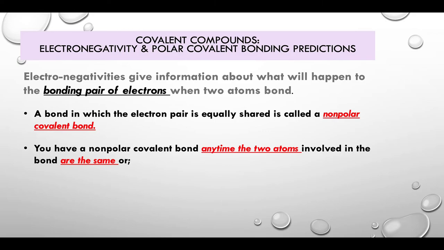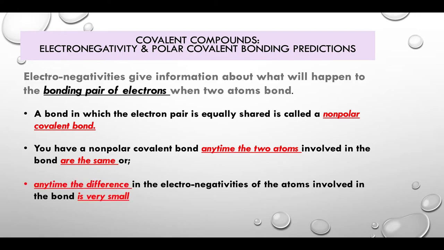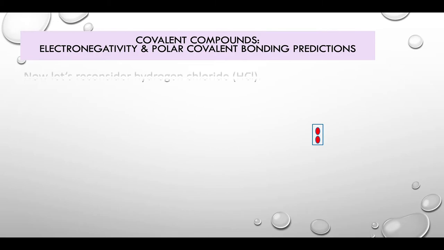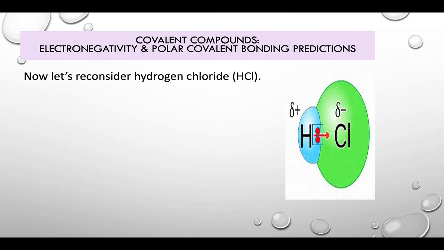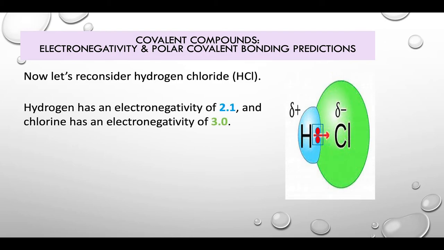You can also have a nonpolar covalent bond anytime the two atoms involved are the same, like the pair of chlorines, or if the difference between the electronegativities is really, really small, then it'll act like a nonpolar. We consider it nonpolar. That's the tricky part in this section. So again, back to hydrogen chloride. If we look back on that table, we'd see that hydrogen had electronegativity of 2.1, while chlorine was 3.0. So chlorine being higher than the other is going to want to pull it closer.